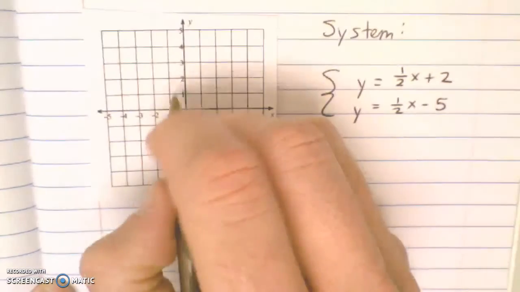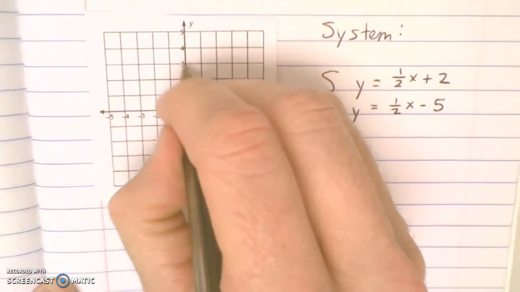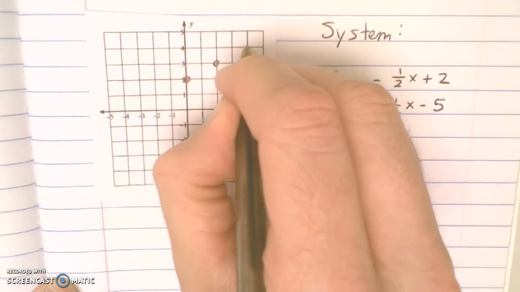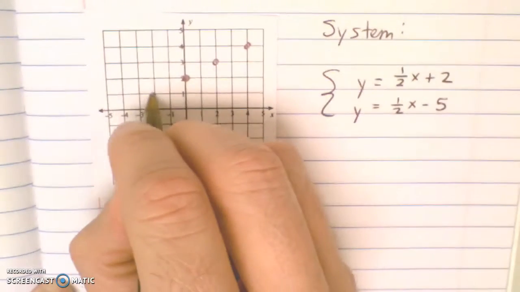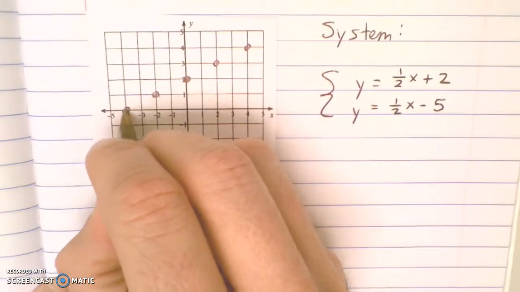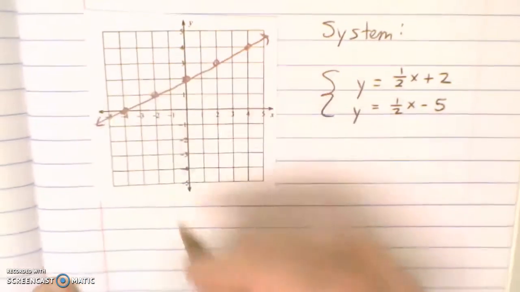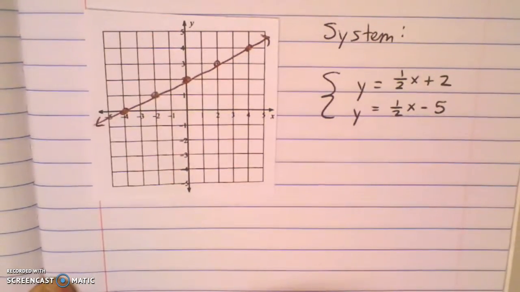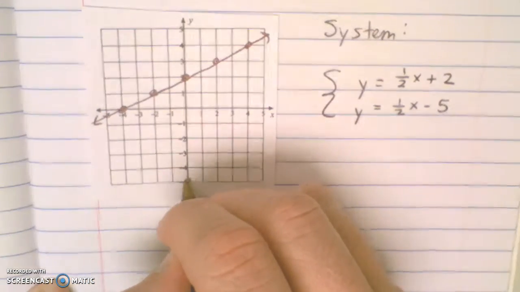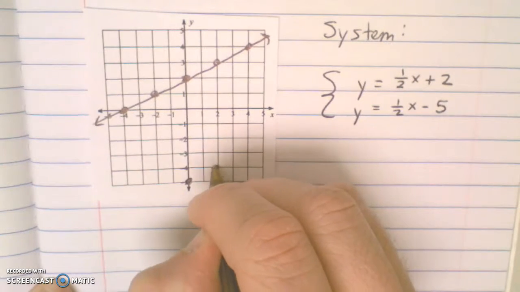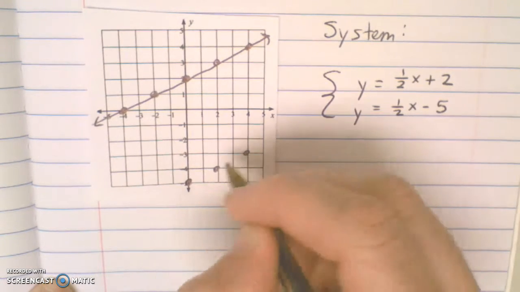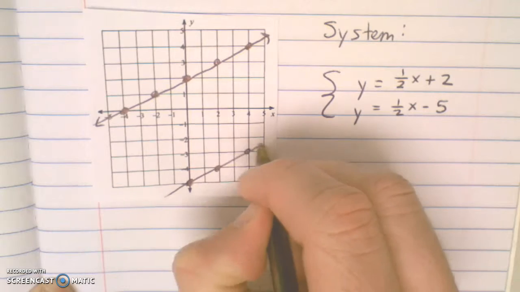So graphing the first one, I put a dot at 2, and I go up 1 over 2, up 1 over 2, go in reverse, get as many points as you can that'll fit onto the line. Graph the second one as well. So I'm going up 1 over 2, up 1 over 2, and that's all I can really fit there.